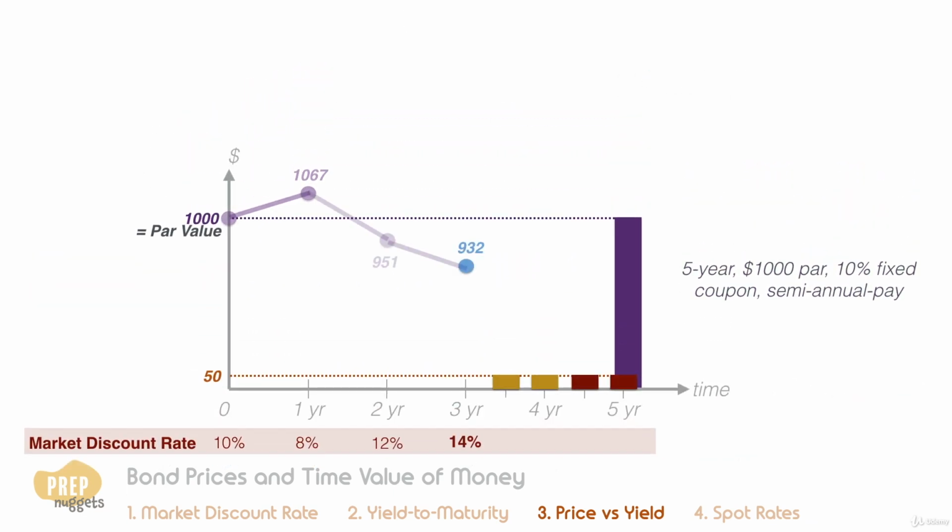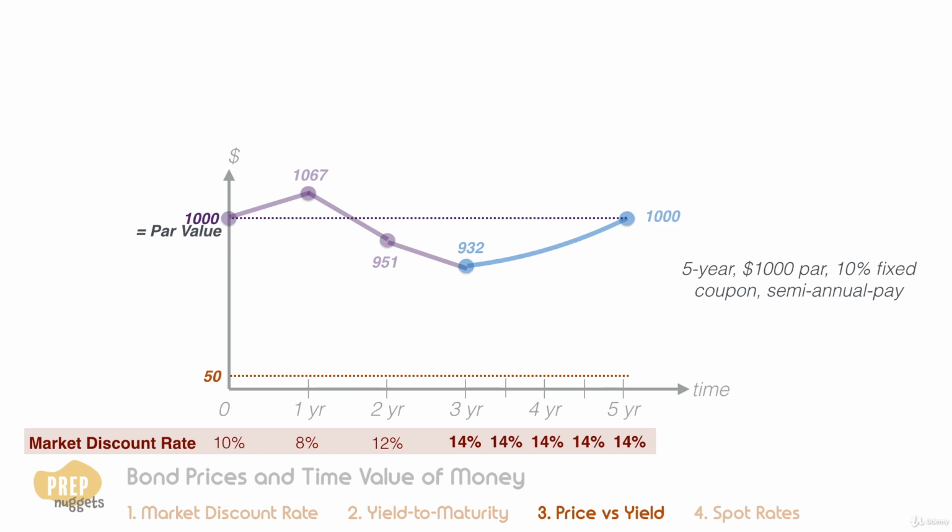Let's say that the market discount rate of the bond remains at 14% after the 3rd year, all the way to maturity. Would the price remain constant at $932? If you use TVM to calculate the price all the way to maturity, you'll find that the price will converge back to the par value of $1,000 even though the yield has not changed. This convergence to par value at maturity is known as the constant yield price trajectory.